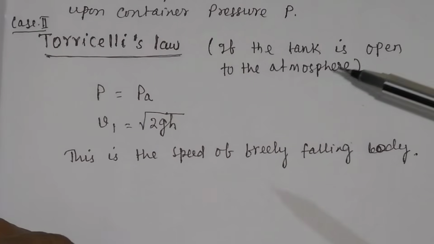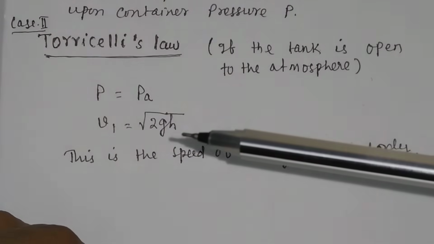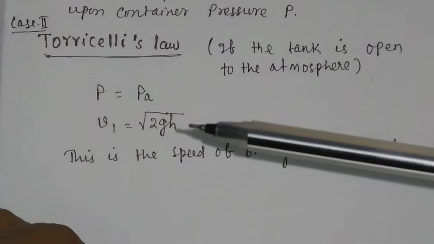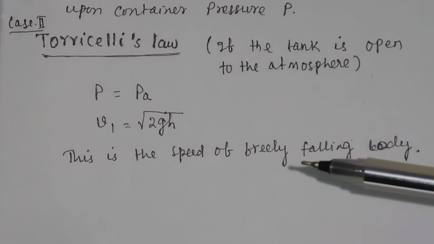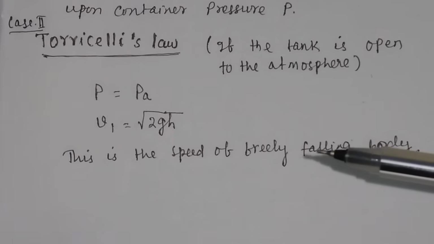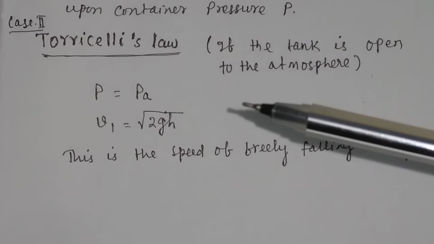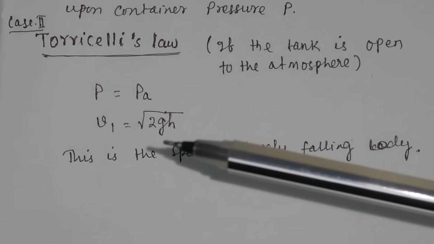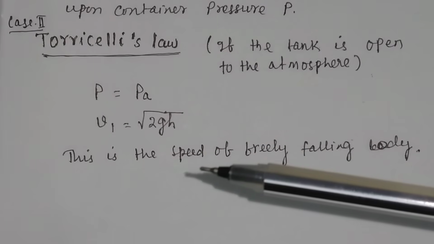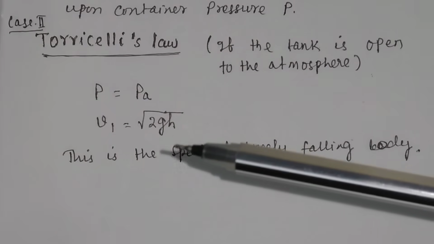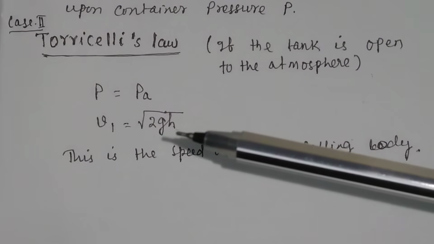So remember, if the tank is open to the atmosphere, P equals PA, and V1, that is the speed of efflux, will be equal to the square root of 2gh. And this is the speed of a freely falling body. In case of a freely falling body, the speed is equal to the square root of 2gh. So in this case also, V1, that is the speed of efflux or the speed of the fluid outflow, resembles the speed of a freely falling body. That means the fluid flows freely.